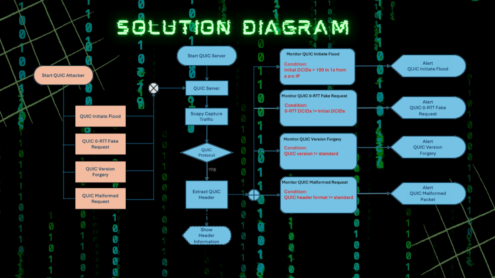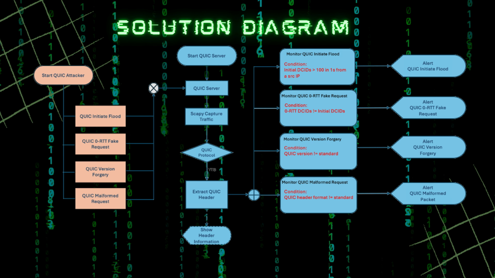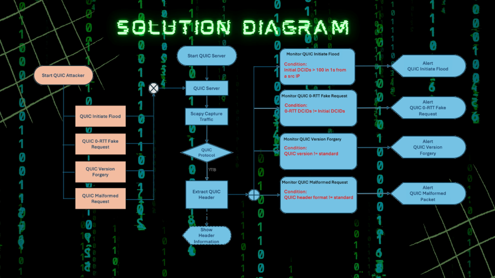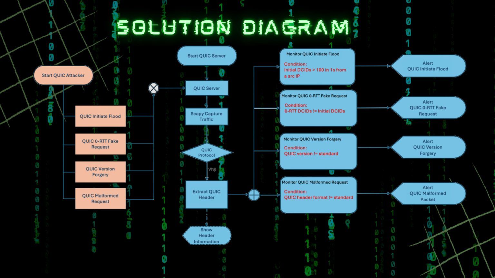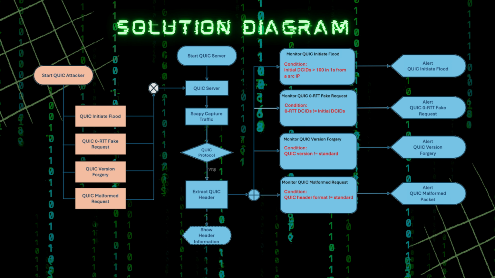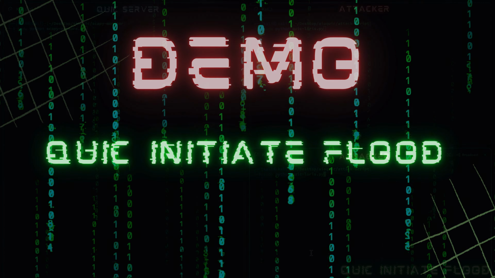As represented in the diagram, we begin on the left with the QUIC attacker. This component initiates four categories of targeted traffic, each designed to stress a particular aspect of the QUIC protocol implementation on the server side. The first attack is the QUIC Initial flood.